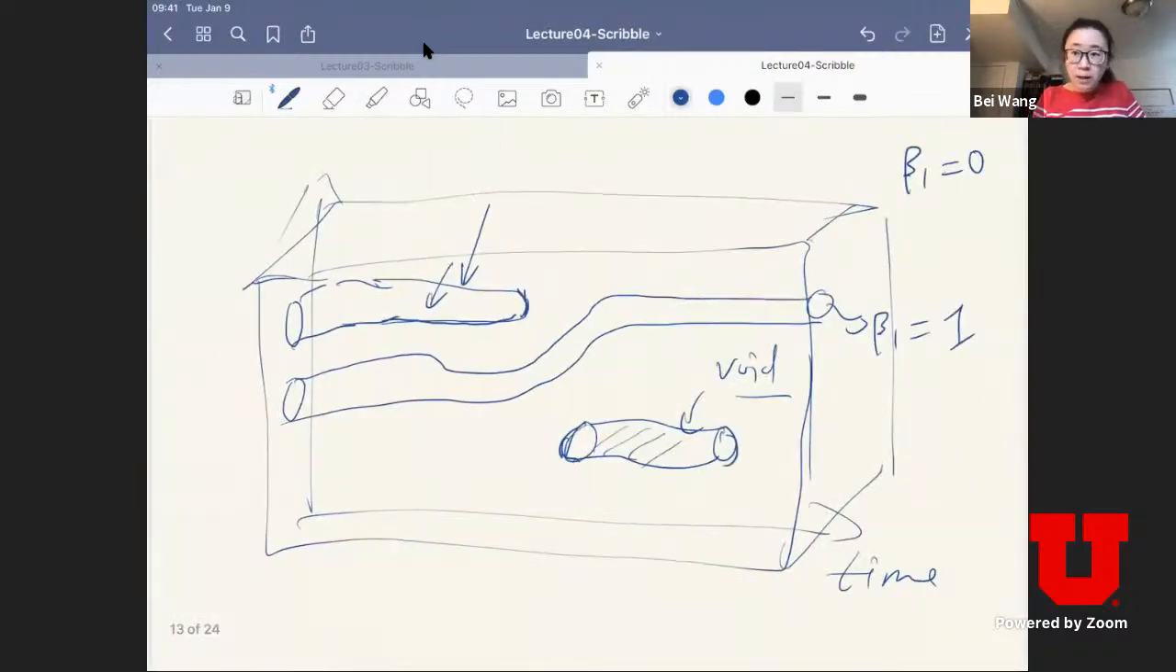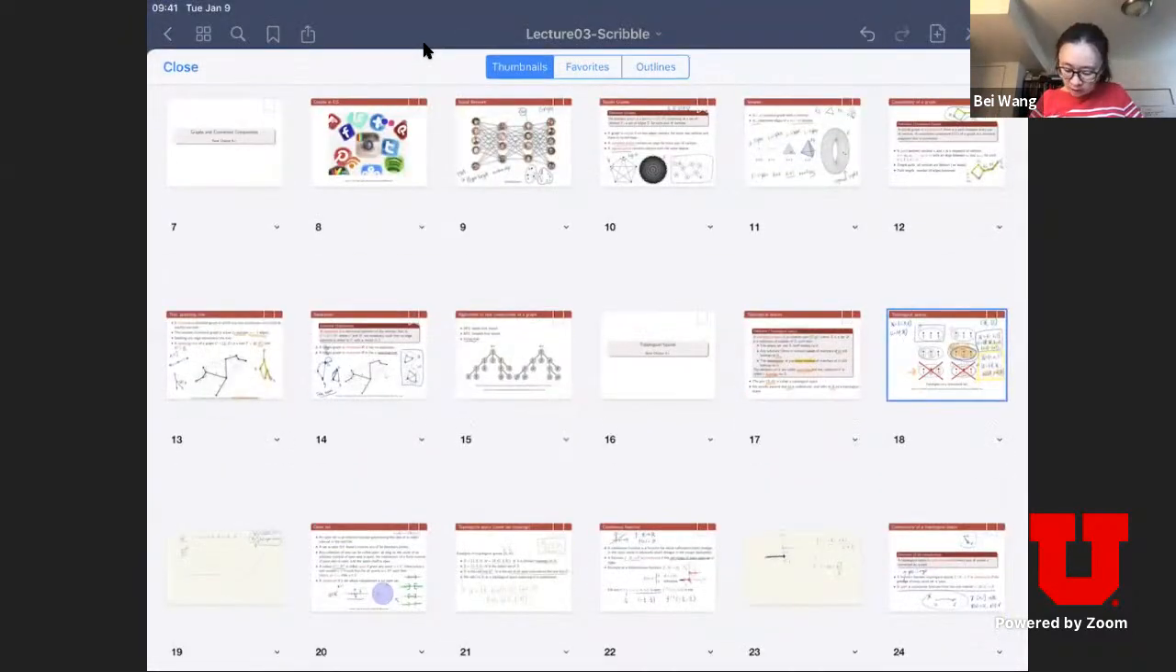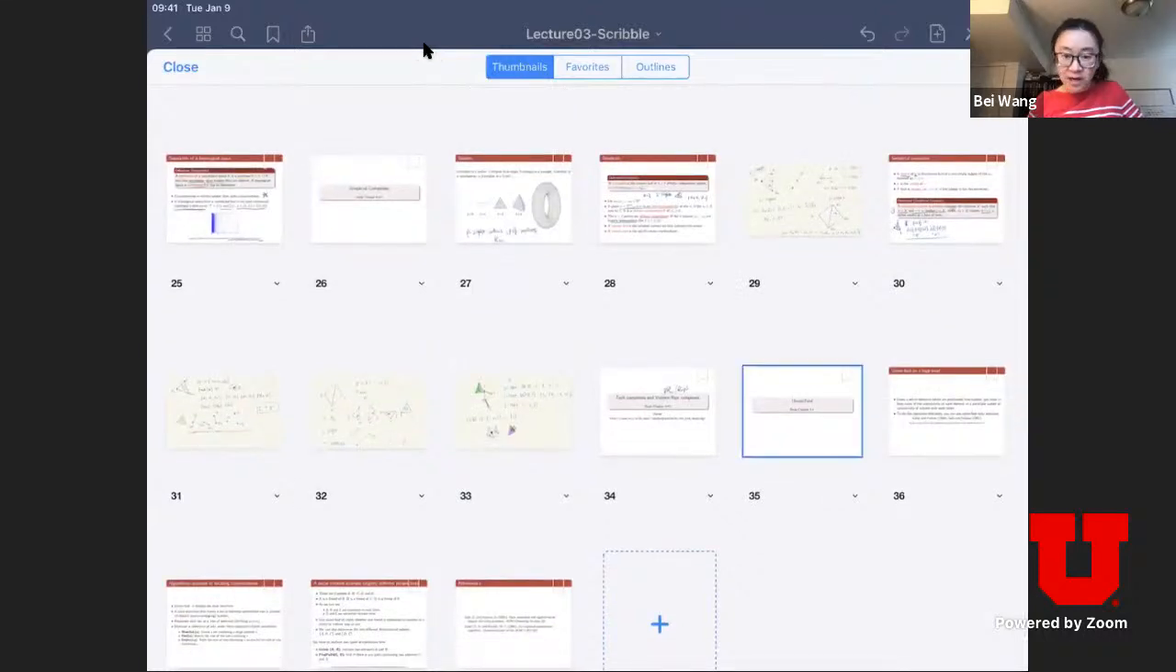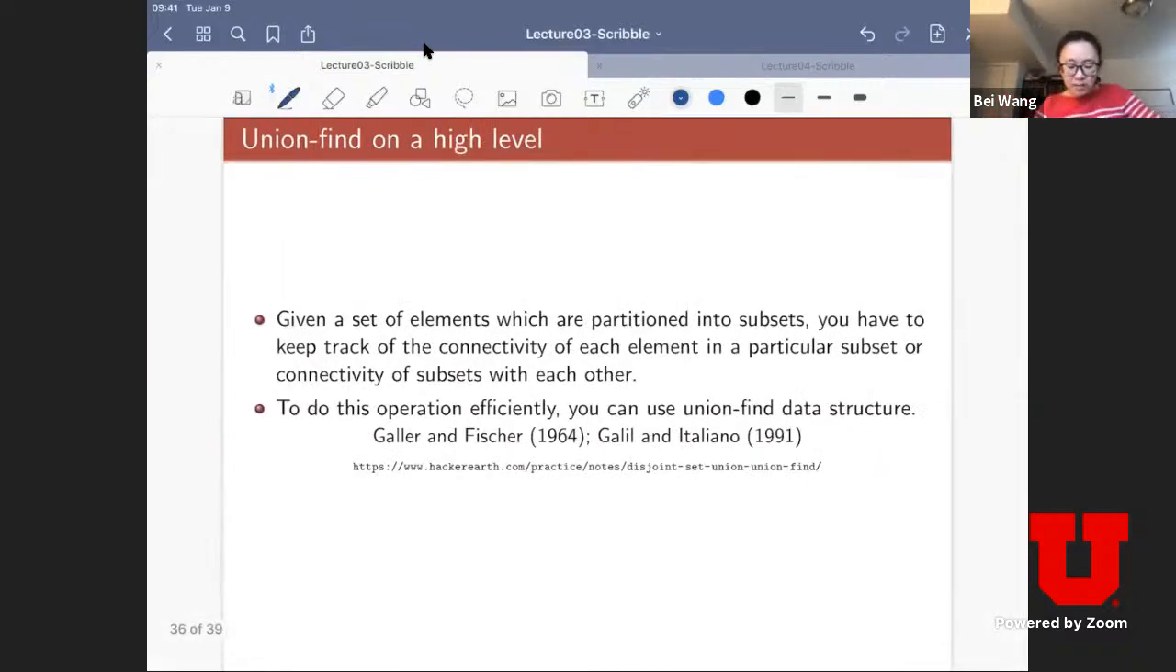All right, so for the last several minutes, I'm just going to go over a quick high-level picture of something called union find. So how many of you have heard of union find? If you can raise your hand, okay? So I think some of you have exposure, so this is a quick review of it. Union find is basically, on a high level, used for finding connected components. If you have a set of elements partitioned into sets, you want to keep track of the connectivity of each element in the set, right? And it's a very efficient data structure.